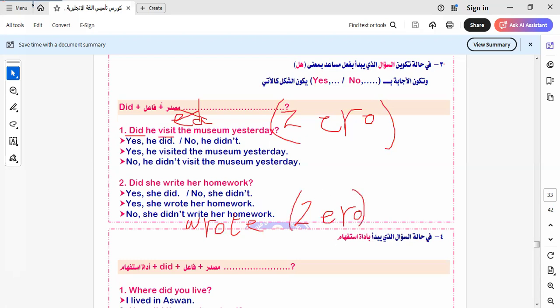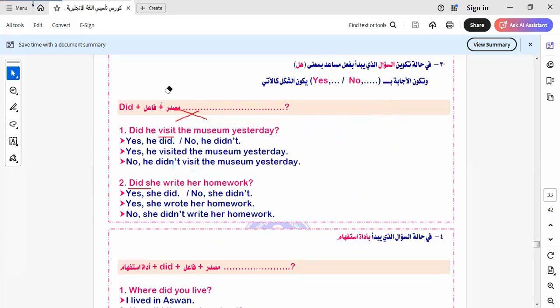Okay, it's wrong. So what must we do when we use did in the negative or question form? We must put the verb in the what? In the infinitive form or the stem form. Okay, this is the rule that we must agree on. Let's continue with the rest of the tense to finish it today.